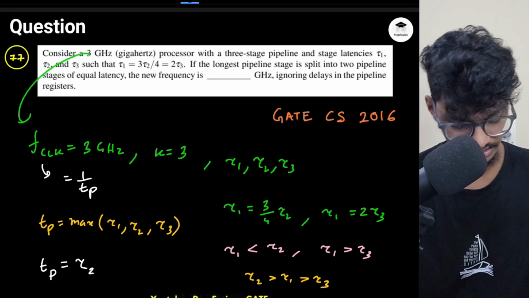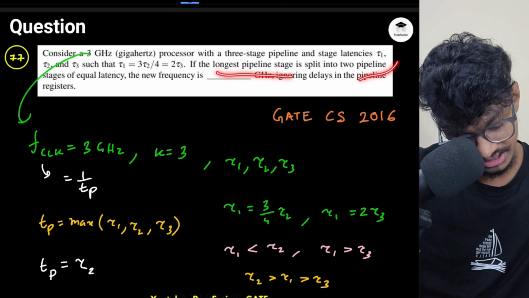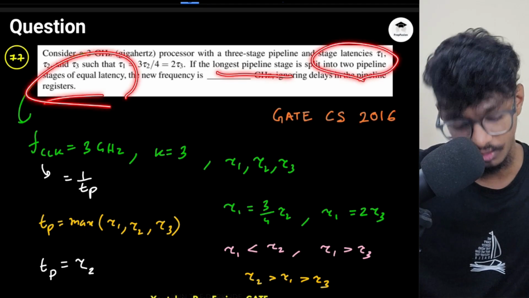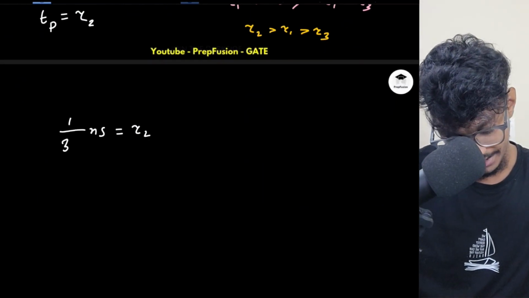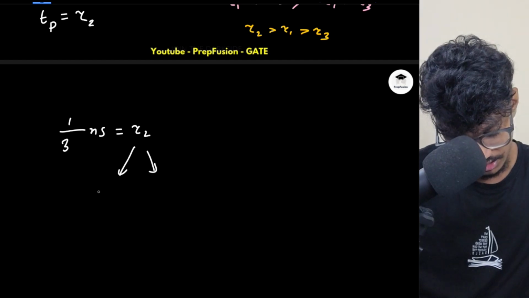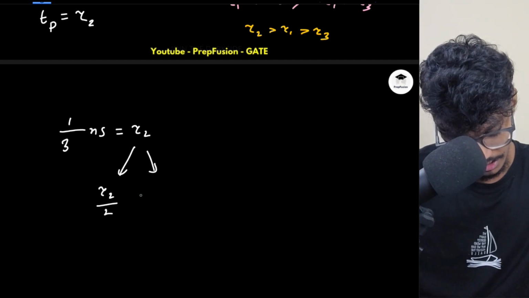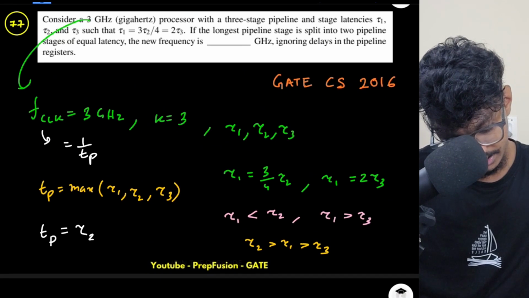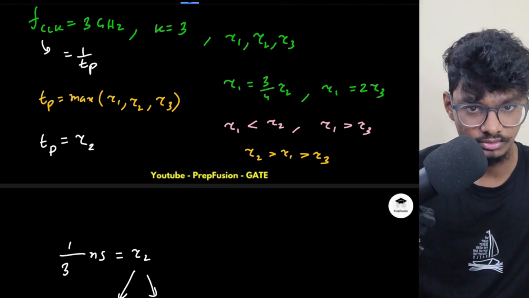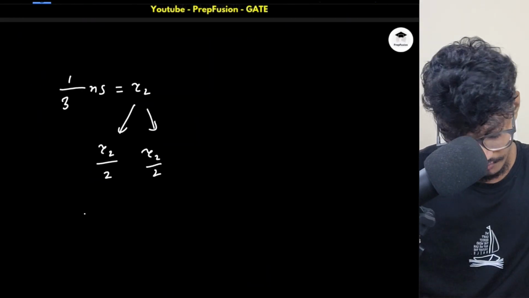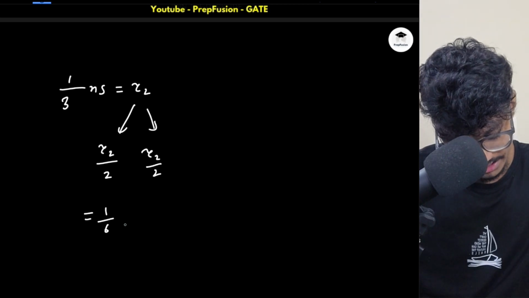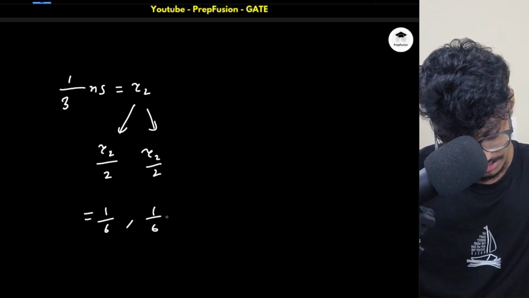Now next, what are they telling me? They are telling me if the longest pipeline stage is split into 2 pipeline stages with equal latency. So this tau 2 has been split into 2 stages of tau 2 by 2 and tau 2 by 2. Then they are telling me to find the new frequency. So now this will become what? This will be 1 by 6, 1 by 6.